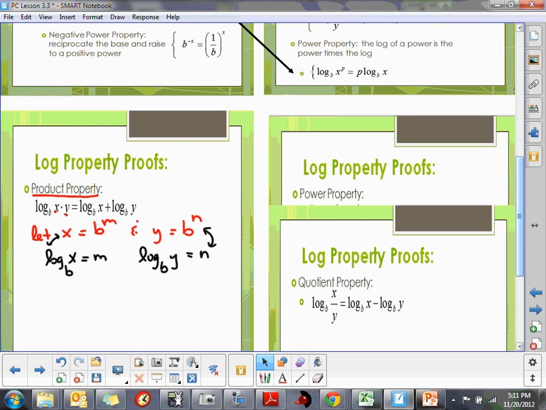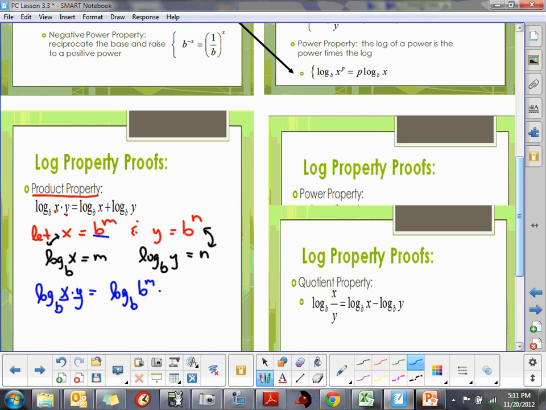Then they traditionally do this. Okay, let's start with the log base b of x times y. I want to prove this equal to the log base b of x plus the log base b of y. The first thing I'm going to do is make a substitution. x and y, we now have replacement values for them, so I'm going to put log base b of x, well, x is equal to b to the m, times y, and replace y with what y is equivalent to, b to the n. This is simply by the substitution property of equality. I'm replacing the x with what x is equal to up here, and replacing the y with what y is equal to up here.